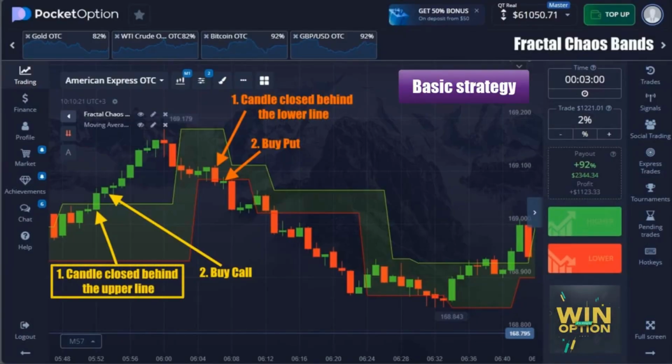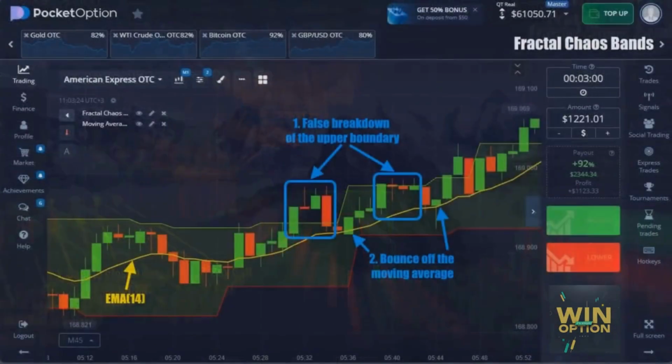After the candle closes behind the upper line, buy a call option, and after the candle closes behind the lower line, buy a put option. The optimal expiration period for the M1 chart is 3 minutes.